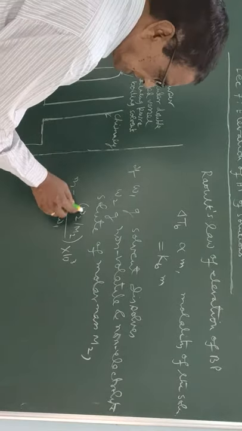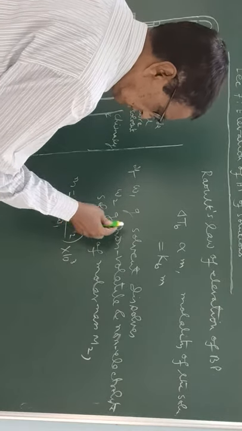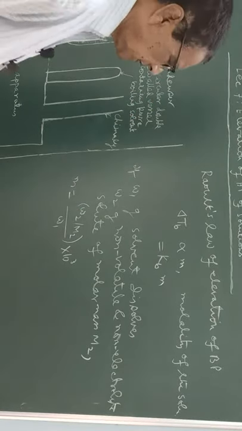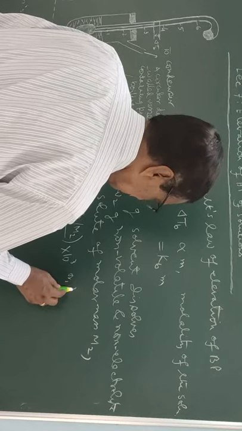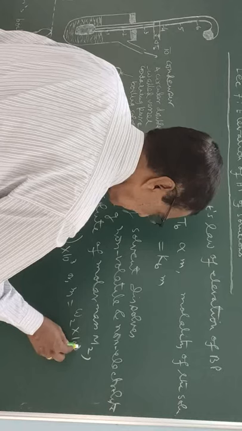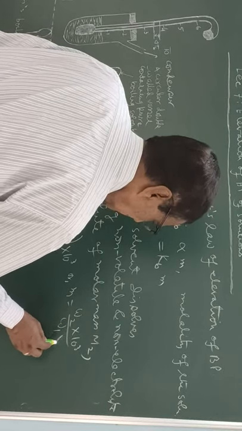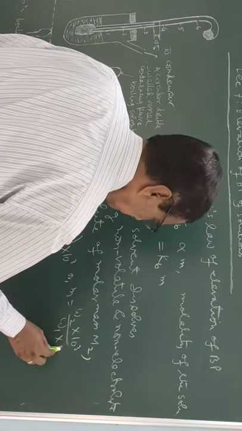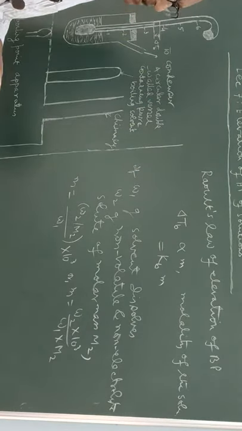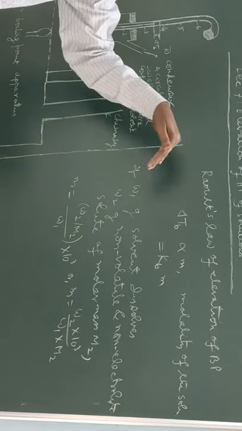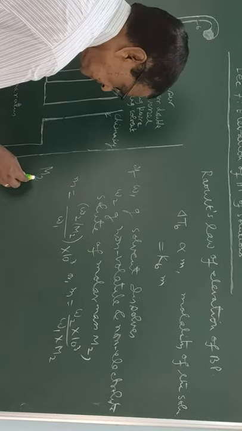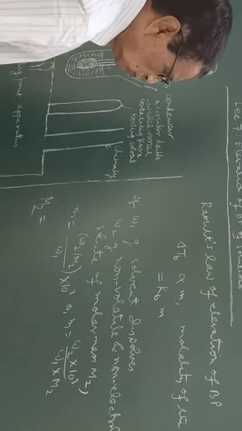So this one is the number of moles of this solute dissolved per 1000 gram of this solvent. Or we can write this molality equal to W2 into 10^3 divided by W1 into M2. So one very important application for this colligative property is that the molar mass of this solute could be determined.